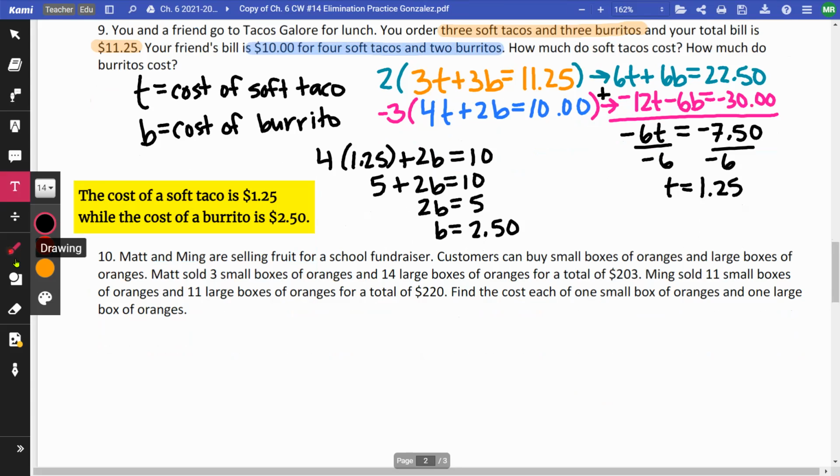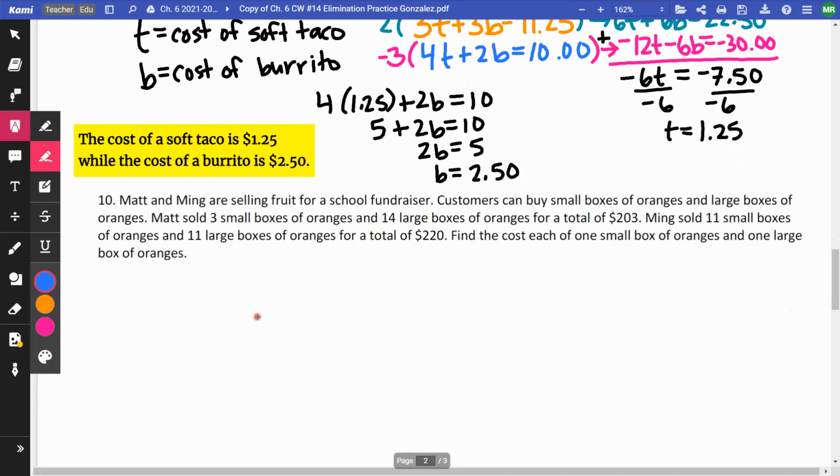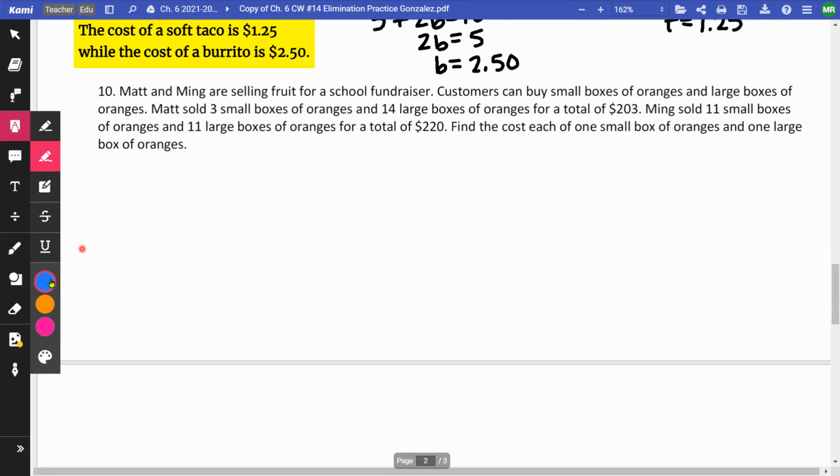Now on the last one, on number 10, Matt and Ming are selling fruit for a school fundraiser. Customers can buy small boxes of oranges and large boxes of oranges. Matt sold 3 small boxes and 4 large boxes for $203. Ming sold 11 small boxes and 11 large boxes for a total of $220. Find the cost of each one of the small boxes and large boxes of oranges.